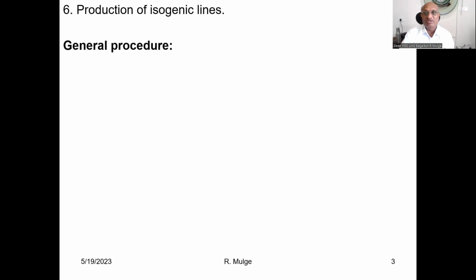Then it is also useful for production of isogenic lines. So what do we mean by isogenic lines? Isogenic lines means two lines that are similar in all the genes except one or a few genes.